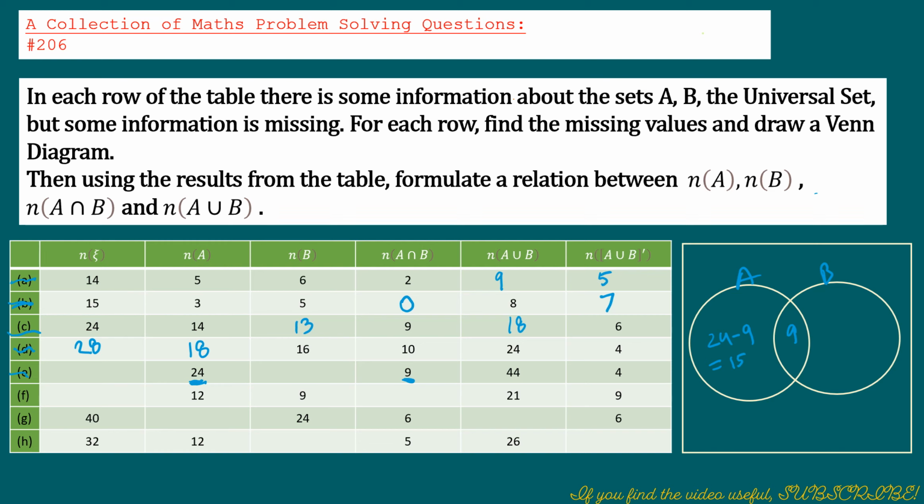And A union B is 44, and (A union B) dashed is 4. So if A union B is 44, that would mean 15 plus 9 plus X is 44.